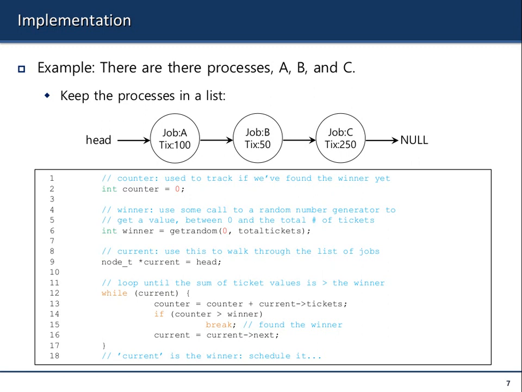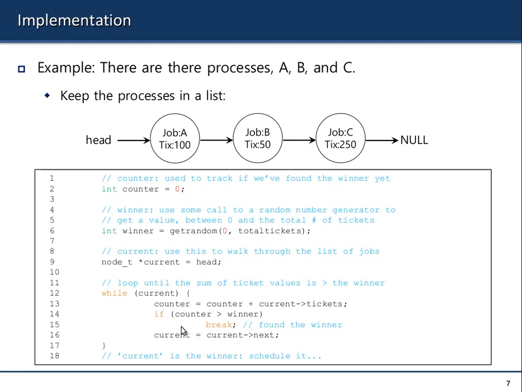So here's a possible implementation of lottery scheduling. You basically just keep a list of jobs and their tickets. Job A, how many tickets? 100. Job B, how many tickets? 50. Job C, how many tickets? 250. It's a linked list. And this is how you implement that: you have a counter, and the winner will get a random number from 0 to the total number of tickets. And then you traverse the list.